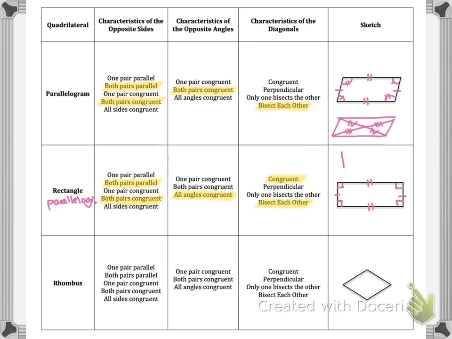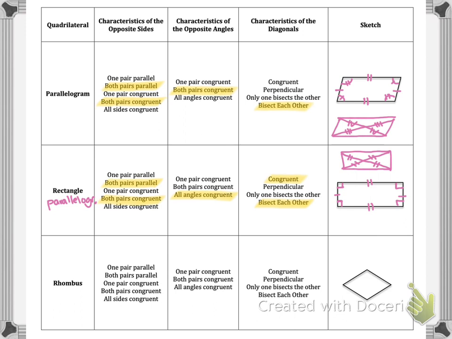And then we also know that when we draw in the diagonals, not only are they congruent, but when they bisect each other, they create 4 equal segments inside that because they are 2 congruent diagonals that bisect one another. So there's a lot that's special inside of the rectangle.